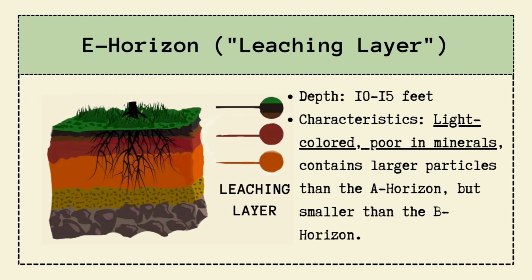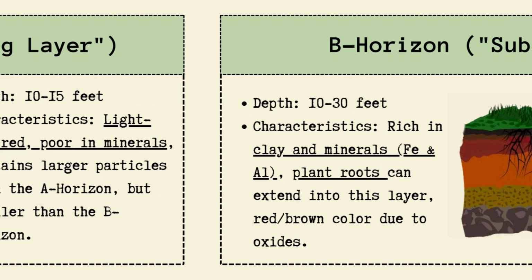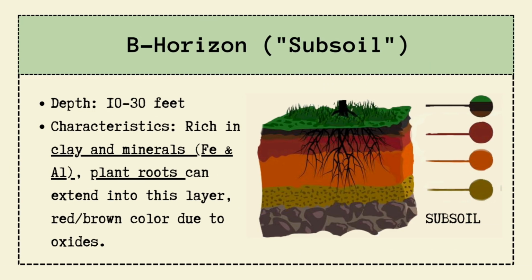E horizon: this layer is lighter in color, formed by the leaching or washing out of minerals like clay, iron, and aluminum, leaving mainly sand and silt. B horizon, known as the subsoil: this layer accumulates the minerals leached from above, making it richer in clay and iron, giving it a denser texture.